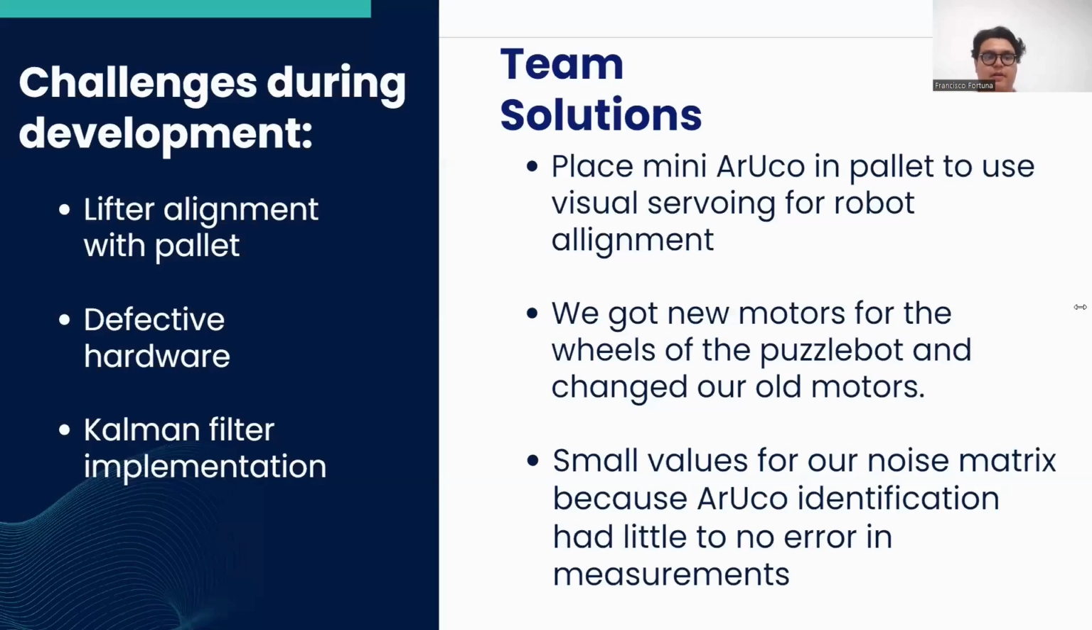The challenges during the development were that we couldn't align the lifter with the palette, so we placed an Aruco on the palette. So we used visual servoing for the robot alignment. We had defective hardware, so we got new motors from Mr. Munoz, and for the wheels, and we changed our old motors to the new ones. And we had problems with the Kalman filter implementation, but we gave small values to our noise matrix because the Aruco identification had little to no error in the measurements.